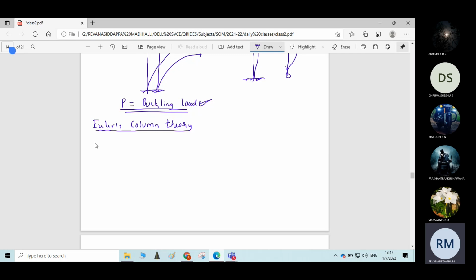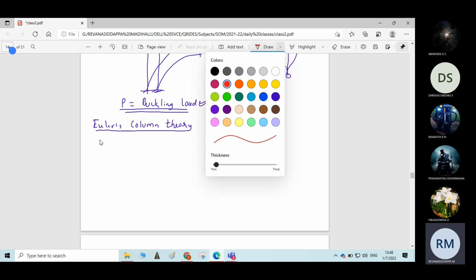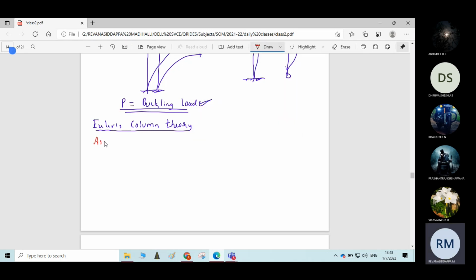Let us see what the assumptions made in Euler's column theory are.